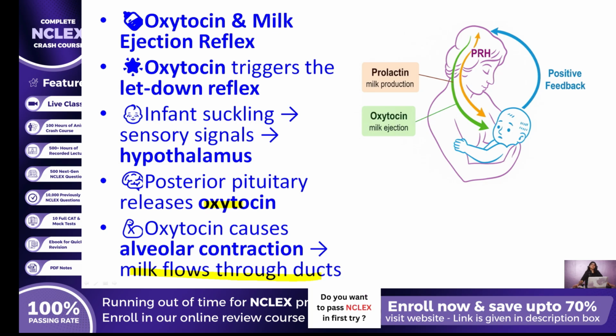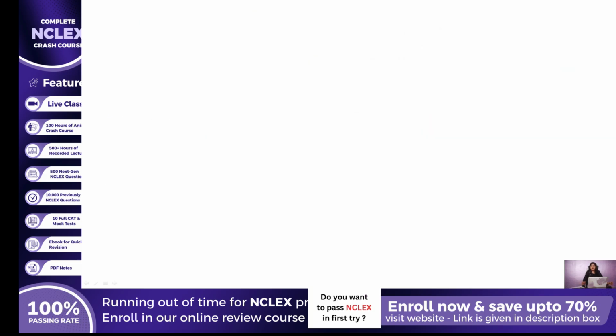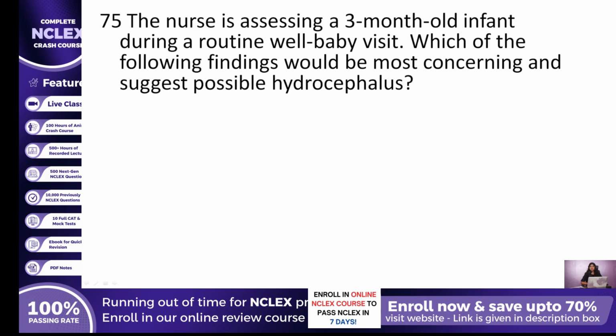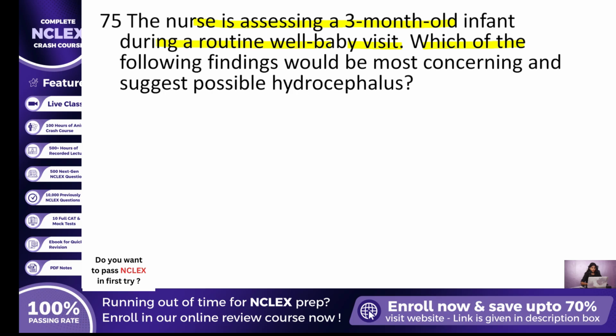Finally, let us wrap up this session with our last scenario that focuses on a critical neurological concern seen in infants, one that requires early detection to prevent long-term complications. Question 75. The nurse is assessing a 3-month-old infant during a routine well baby visit. Which of the following findings would be most concerning and suggest possible hydrocephalus?